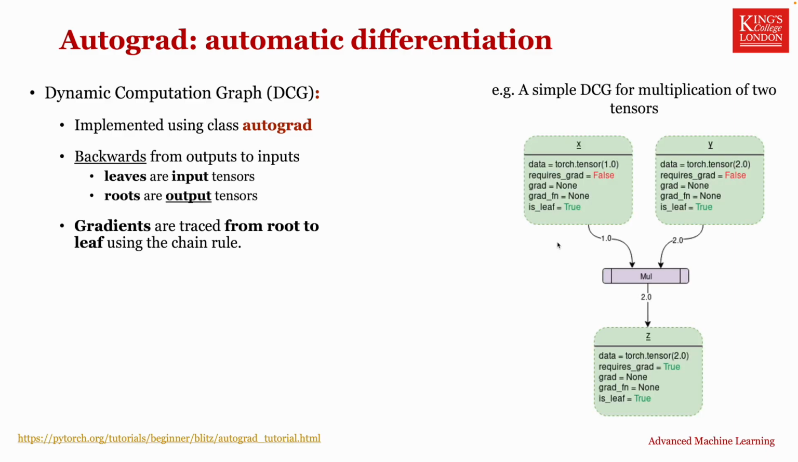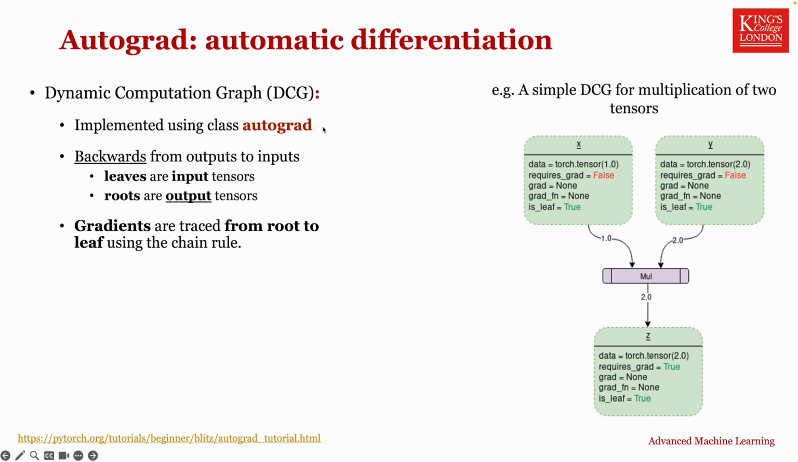So for example, take the simple operation for multiplication of two tensors. The construction of the dynamic computational graph for this operation will look a bit like this, shown on the right here. All implemented automatically using PyTorch's AutoGrad class.